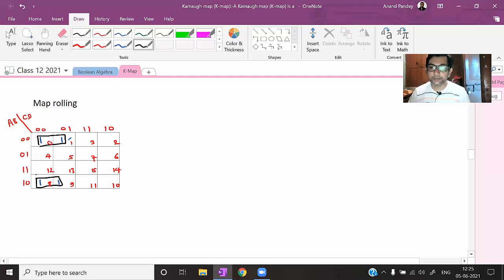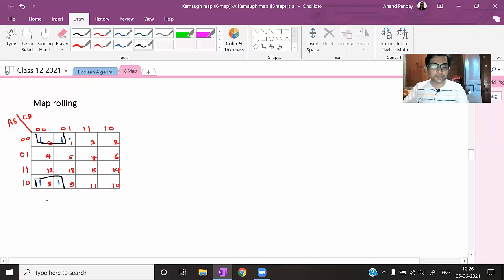So while you are making the group, please be careful and think about map rolling also. Here by map rolling, we can draw a quad like this. Please watch this video carefully, repeat it again, and please remember this.